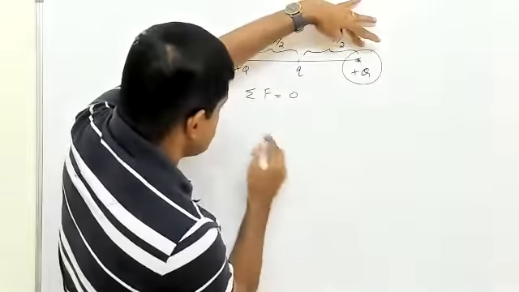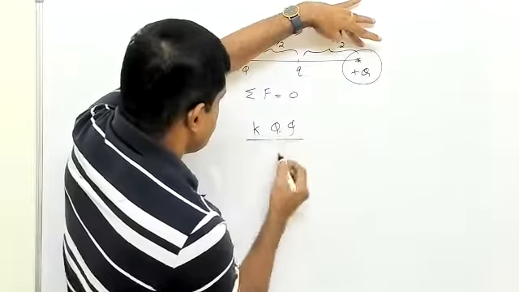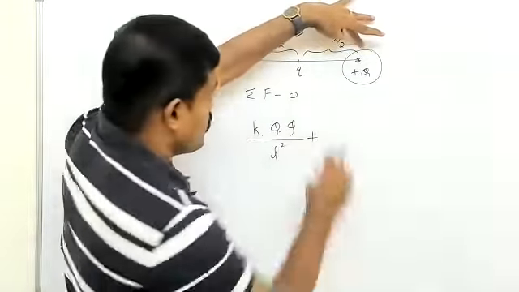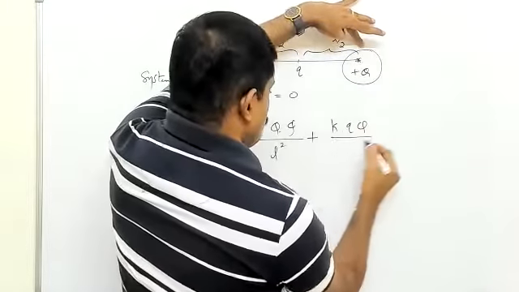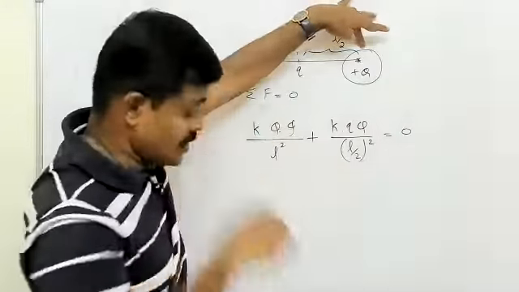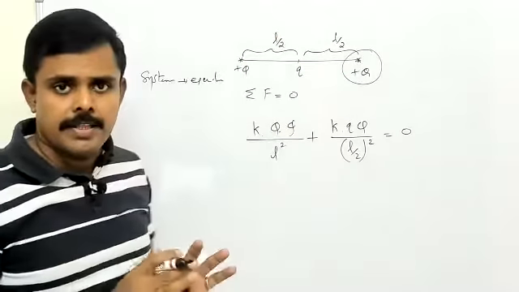What is the force given by this charge? K into Q divided by the total distance L, L square, plus what is the force given on this charge by this charge? K into Q divided by L by 2 the whole square should be equal to zero. That is the condition. I'll repeat one more time. What is given in the question?